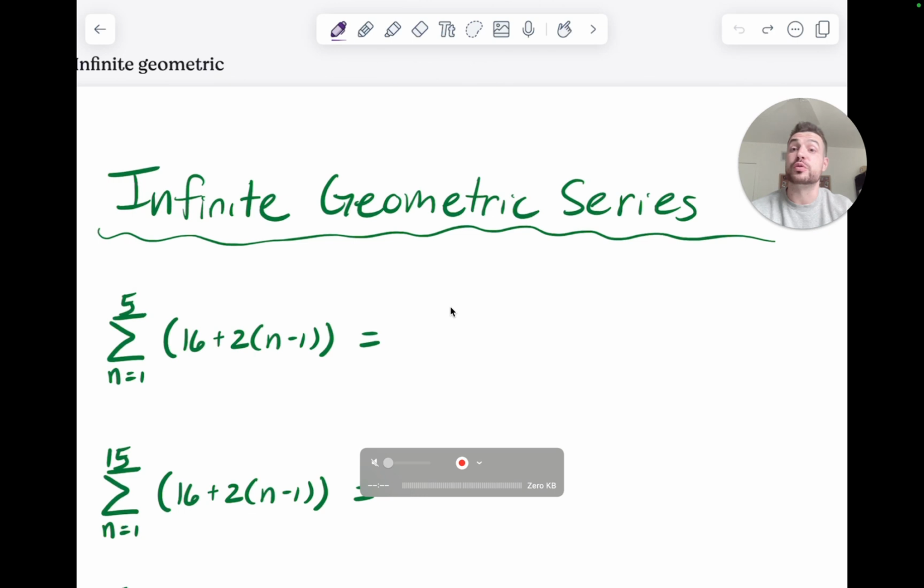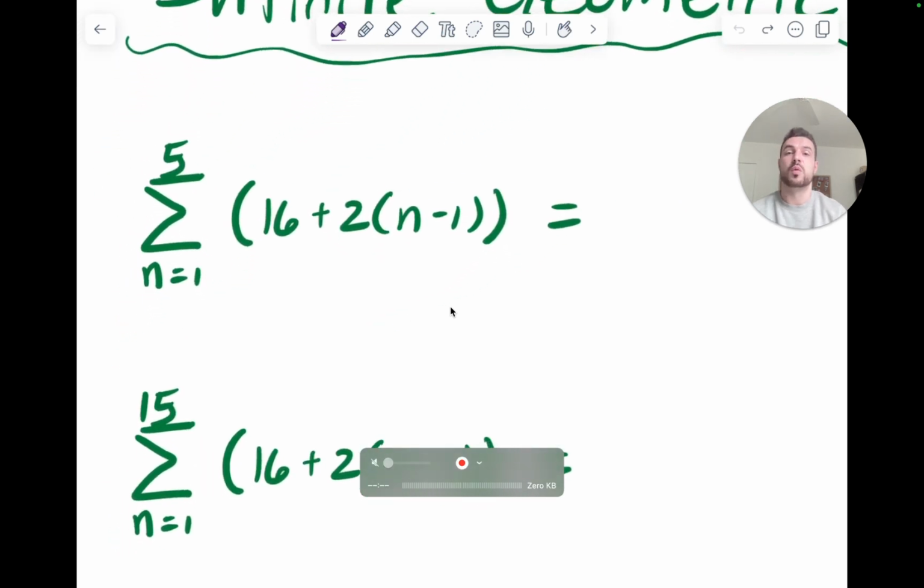Today what we're going to do is explore infinite geometric series. So I'm kind of giving away a little bit of information in the title there. Really, we're trying to explore infinite series in general. Now, an infinite series is when we take the sum of an infinite number of terms in a sequence.